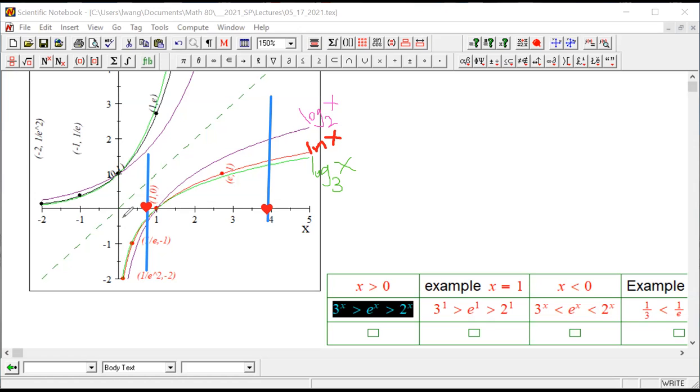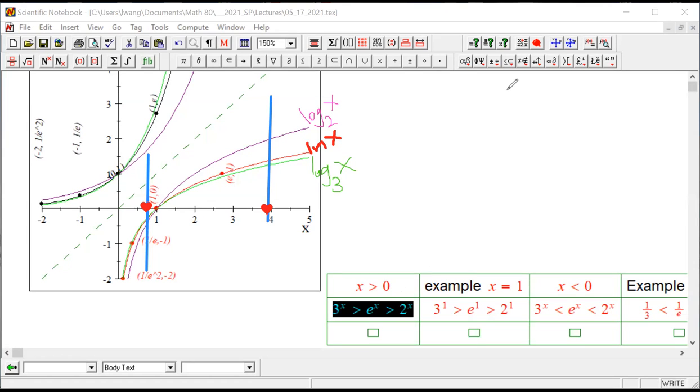Okay, so between these two intervals, the values are different. Do you guys see that? I want you to observe that. It's very similar to what we did before. The sizes are reversed.